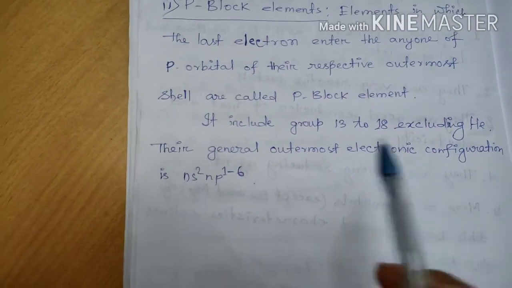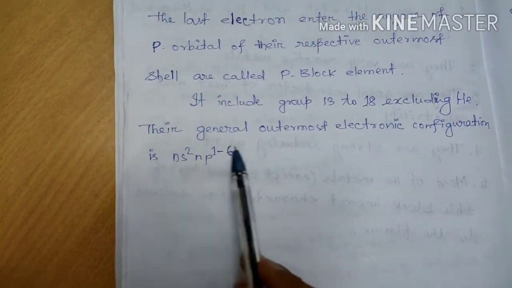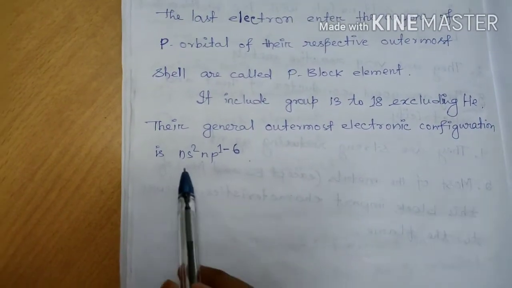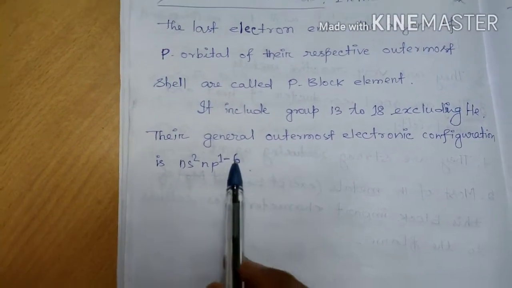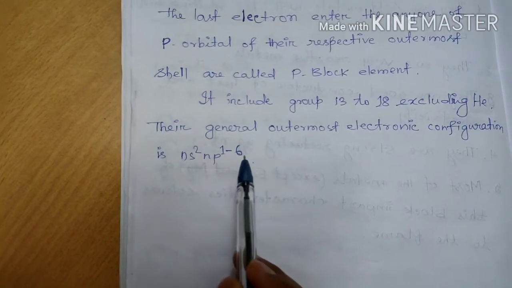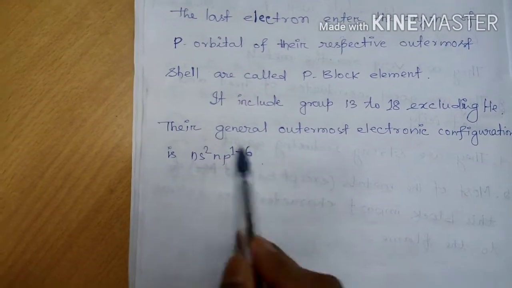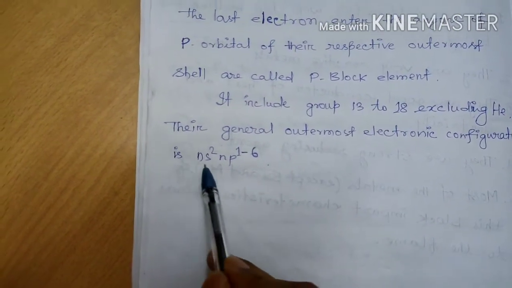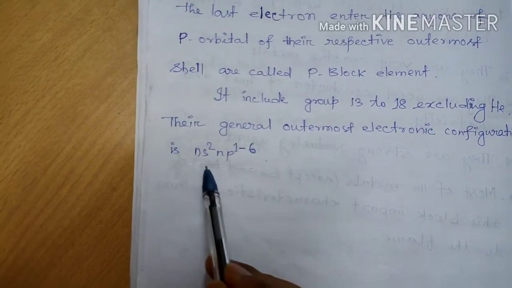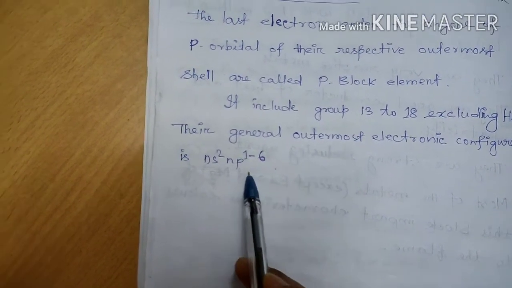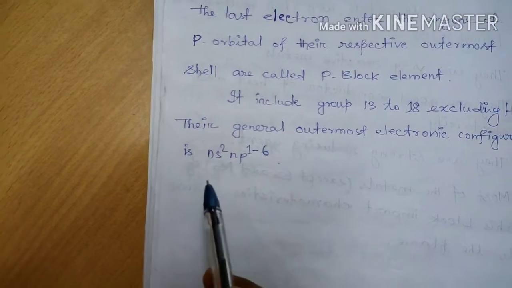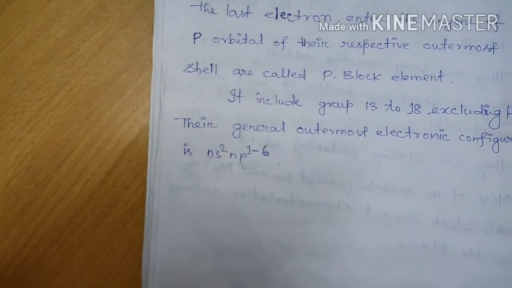Okay, their general outermost electronic configuration is this one. The outermost electronic configuration of P block element is this one, where n is the period number, or you can say the principal quantum number. And this s is the subshell and this p is also a subshell.